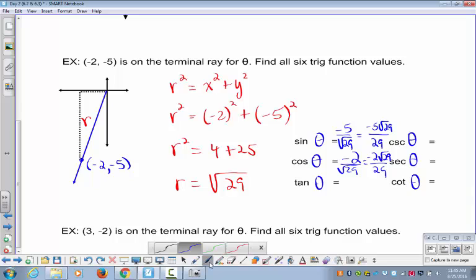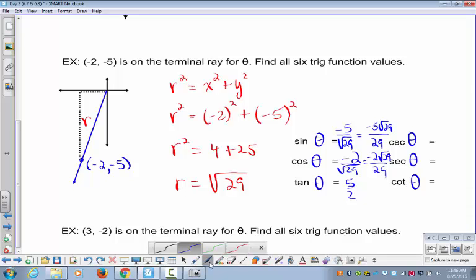Tangent is y over x. So that's 5/2. Do you know what 5/2 also corresponds to for that ray? Slope. When you draw your angles in the coordinate plane with a rotation from the positive x-axis, tangent will always equal the slope of the terminal ray. So in quadrant 3, you should have a positive slope. So you have positive tangent values down in quadrant 3.